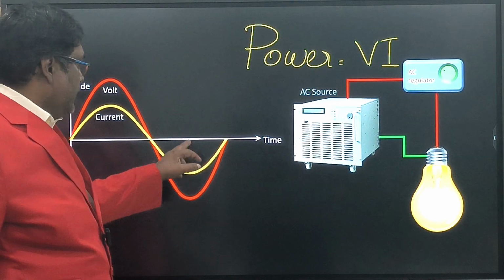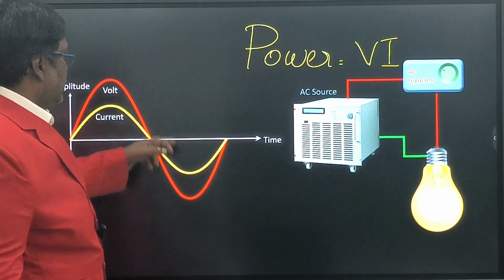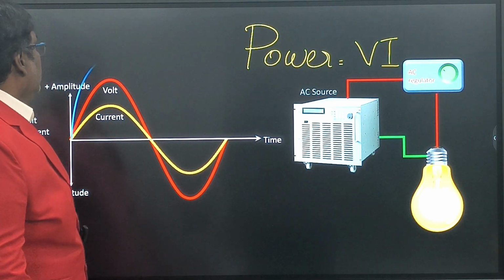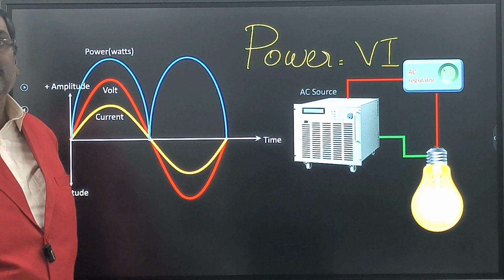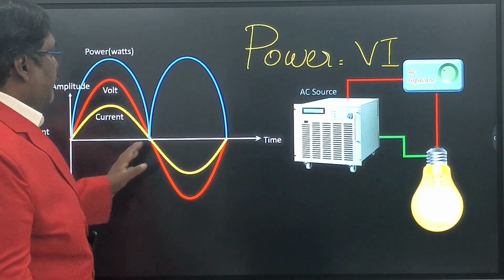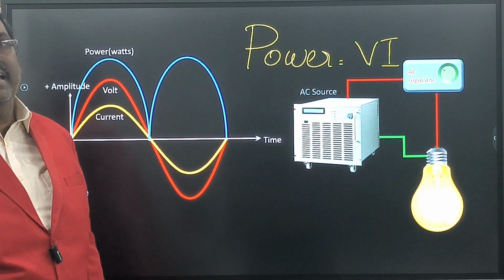So if you multiply minus into minus, it will become plus. So power is always in the plus direction. Shall we see? See, power is always in the plus direction. That means the power from the source, the bulb is taking the power. The bulb is not giving back any power.